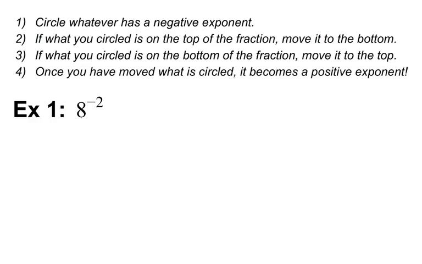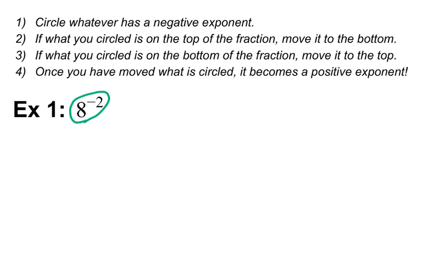Okay, so step 1 is circle whatever has a negative exponent. And in example 1, it's the 8 to the negative 2, right? It's the whole thing, so I'm going to circle the whole thing. Step 2 says if what you circled is on the top of the fraction, move it to the bottom. Well, we know that it's on the top of the fraction because there is no fraction bar. So it's just on the top automatically.